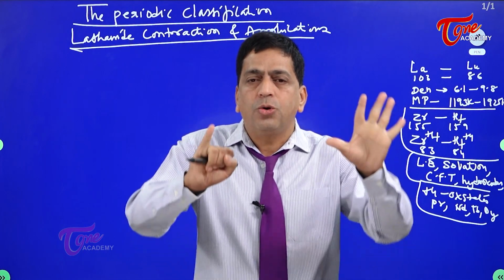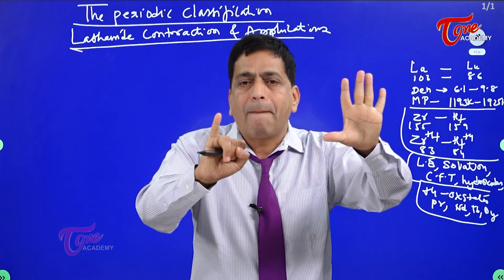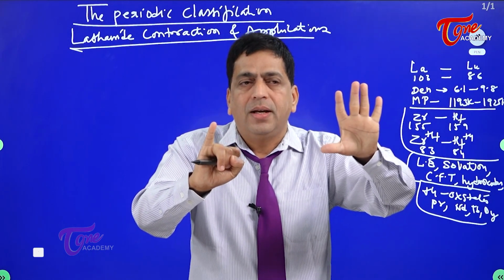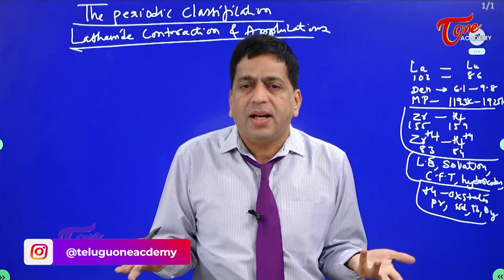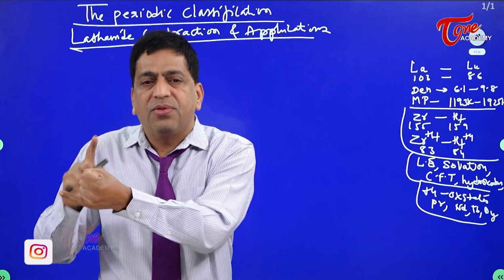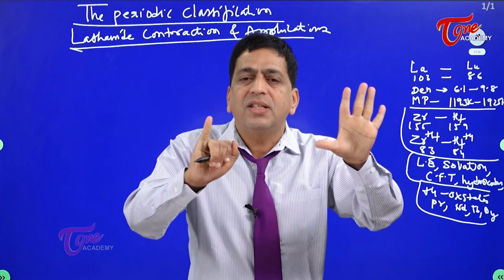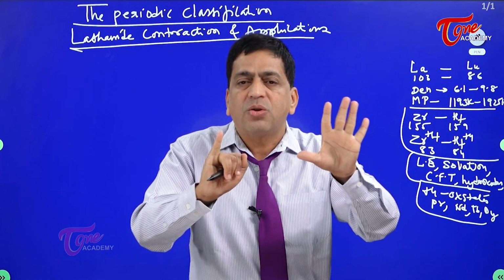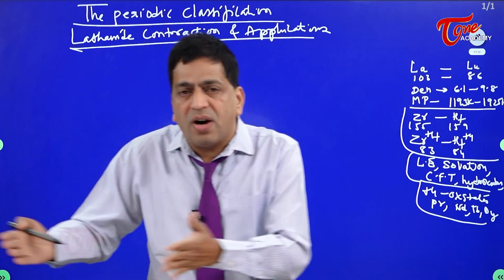Lanthanides belong to the sixth period in the periodic table. Now, when you belong to the sixth period, you are actually far away from the nucleus: from the first shell, second shell, third shell, fourth shell, and fifth shell, and now you are at the sixth shell.